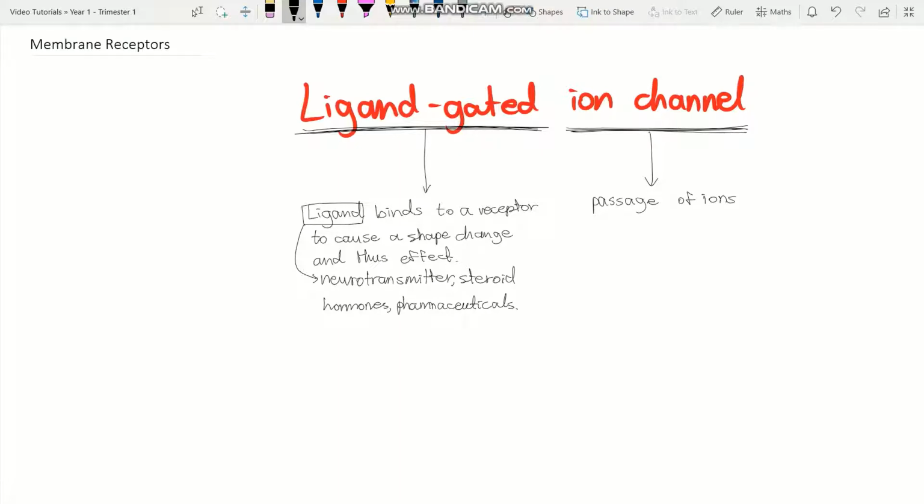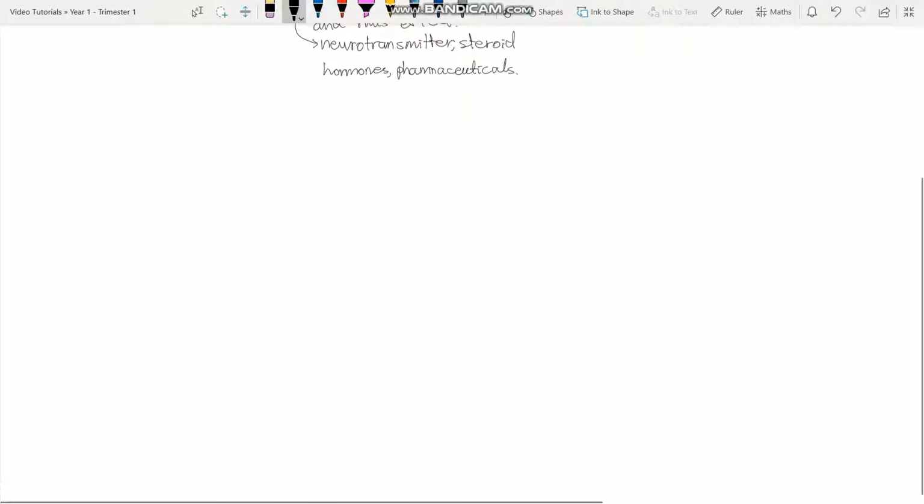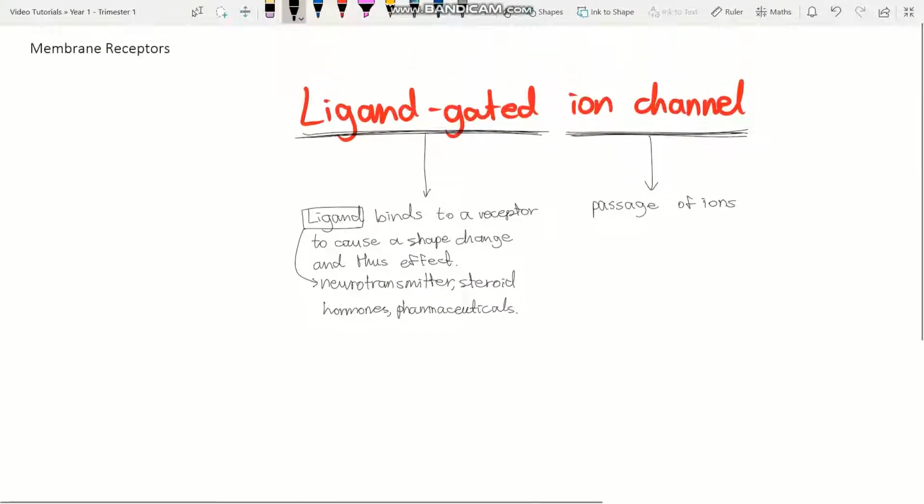So let's take an example of this. If you're familiar with the nervous system, you would actually know that we need an action potential in order to allow for the formation of a nerve impulse. But how is that particular action potential started? Well, we actually have in the synaptic cleft, which is a space between two neurons, a ligand-gated ion channel.